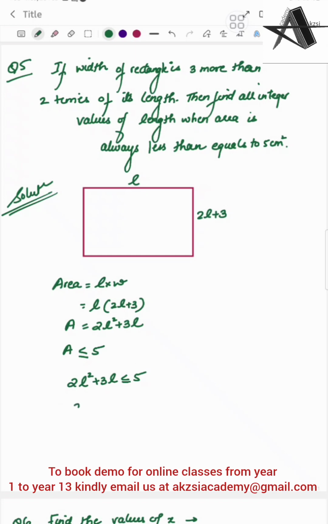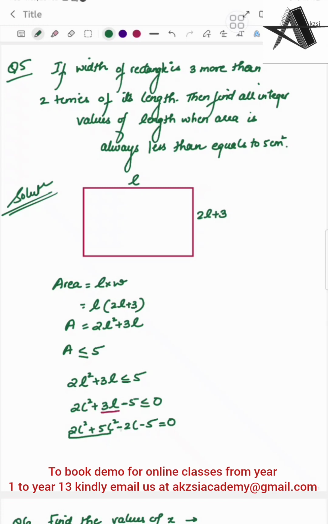Bring it to the left hand side: 2L squared plus 3L minus 5 less than or equal to 0. Now we have to find two numbers where the sum is 3 and the product is negative 10. The two values are 5 and negative 2, so we need to split the middle term. So I can say 2L squared plus 5L minus 2L minus 5 equals 0. When we calculate the roots, we need to replace the inequality with an equals sign.